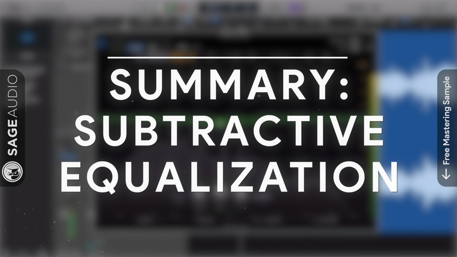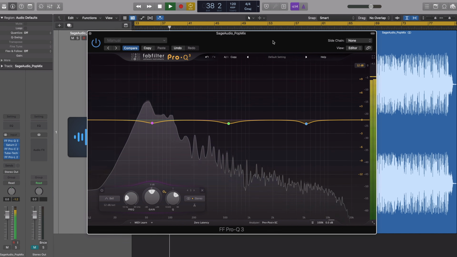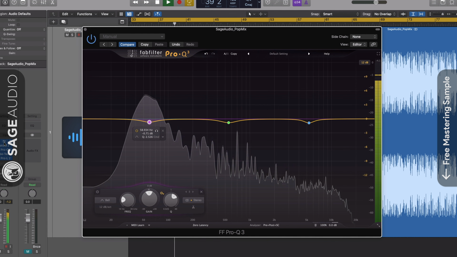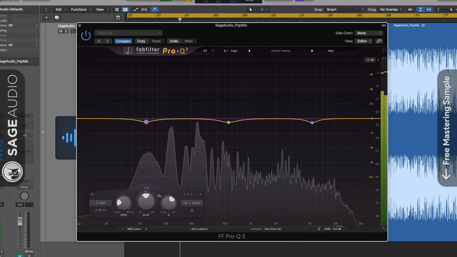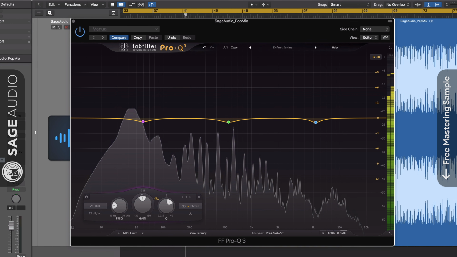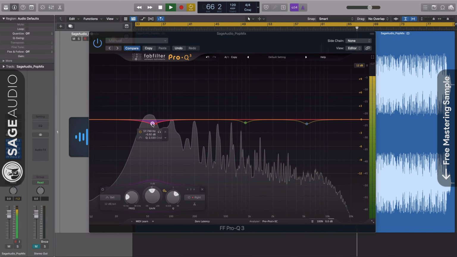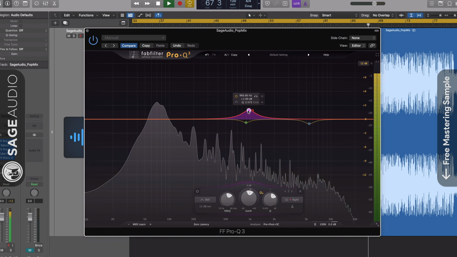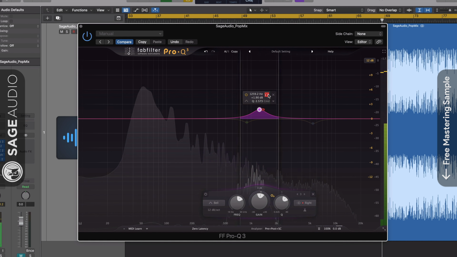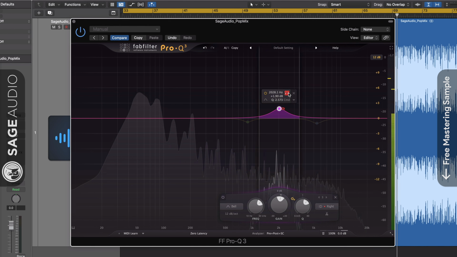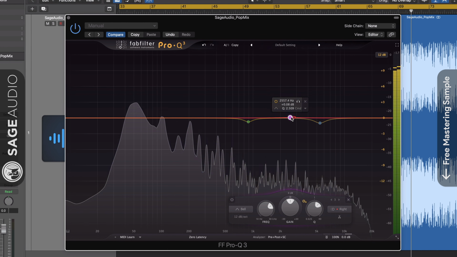So let's sum up everything that we just talked about here. First, it's usually a good idea to use subtractive equalization as the first insert when you're mastering. This prevents you from augmenting any aspects of the frequency response that you don't want augmented. Furthermore, you can use mid-side and left-right channel targeting to attenuate frequencies in specific areas. This will result in more accurate and purposeful attenuation.